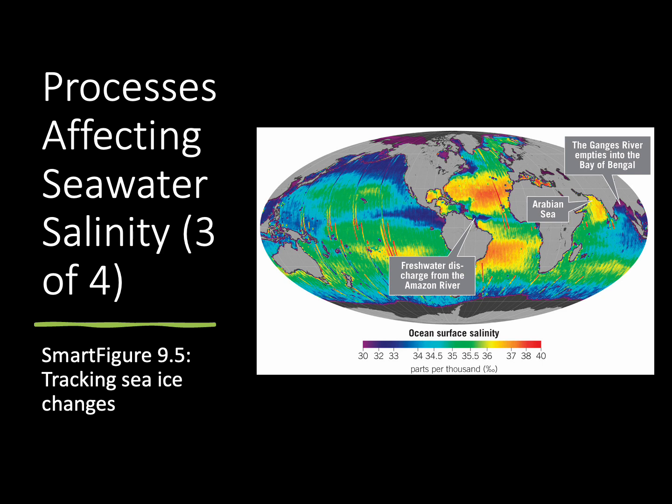But on the opposite end of the spectrum, if we look at the Arabian Sea, you'll notice that it's bright yellow with orange. Here we have a much higher salinity because it's Arabia. We have high amounts of evaporation, leading that water to become saltier or higher salinity.